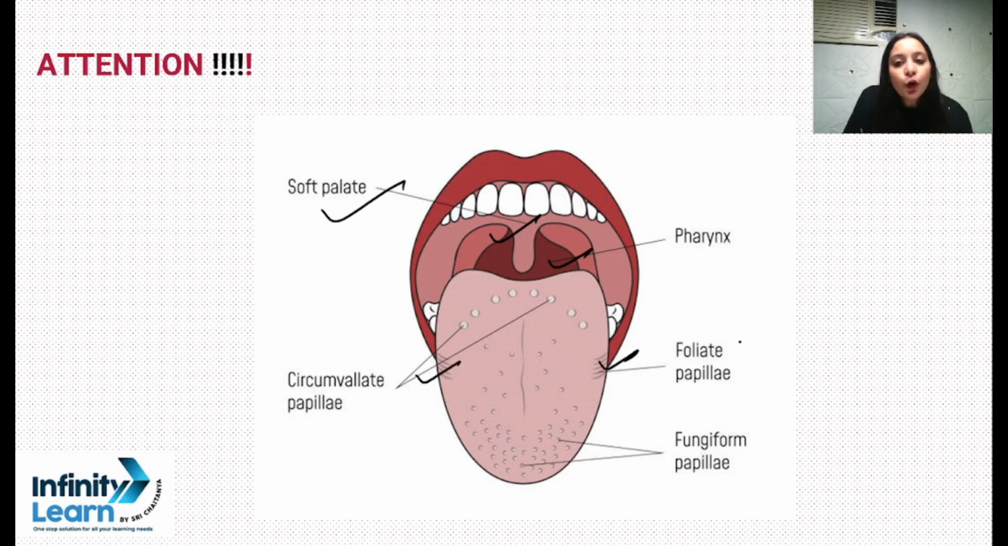These are called foliate papillae. Papillae are there on the tip also, on the front side of the tongue. They are called fungiform papillae. And also they are located in this V form behind the tongue, or you can say the later part of the tongue, which is called circumvallate papillae.